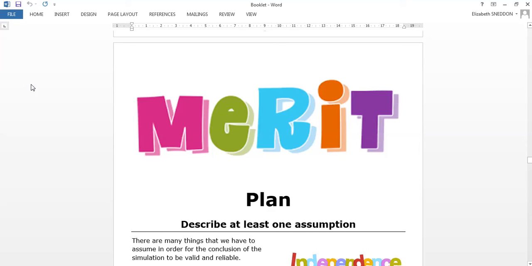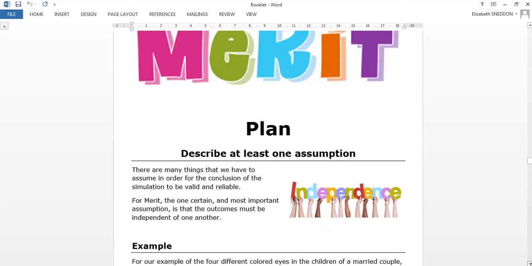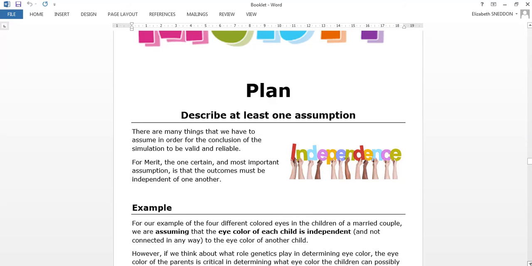We now want to have a look at what are some of the extra things that you need to do to work towards a merit. Okay, so the first thing we're going to do is look in under the plan section, and we need to look at an assumption. So this is quite a new idea for you.